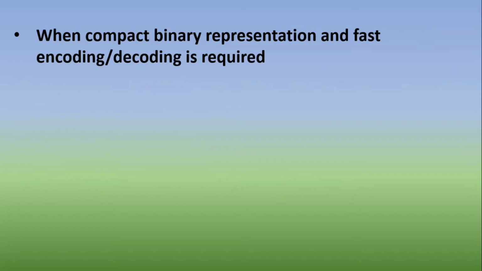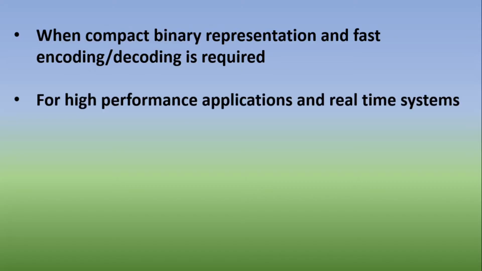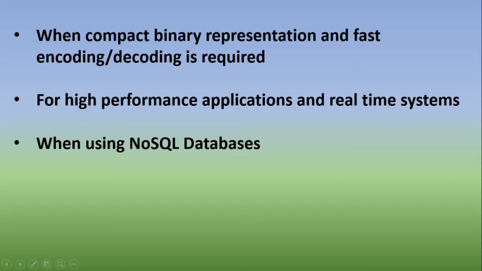Whereas BSON can be used when compact binary representation and fast encoding or decoding are essential. You can choose BSON over JSON for high-performance applications, databases, and real-time systems. Moreover, when working with MongoDB or similar NoSQL databases that natively support BSON, then BSON is a better choice.